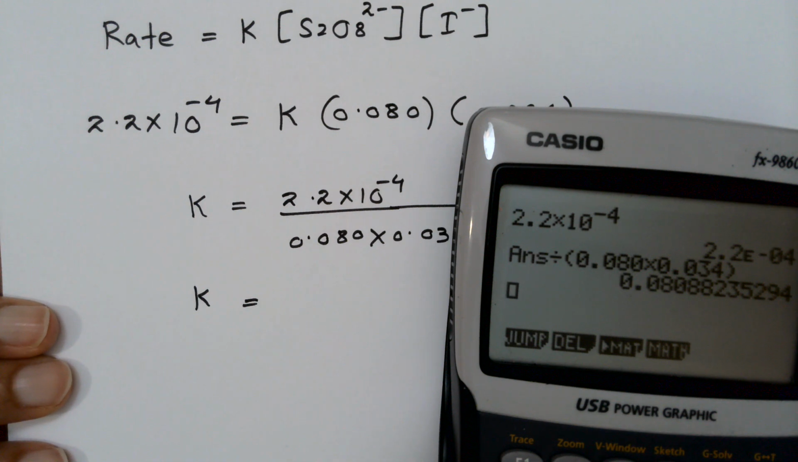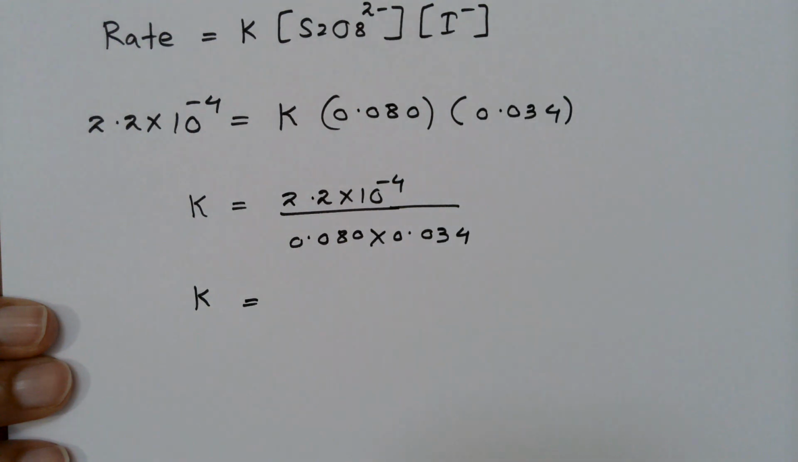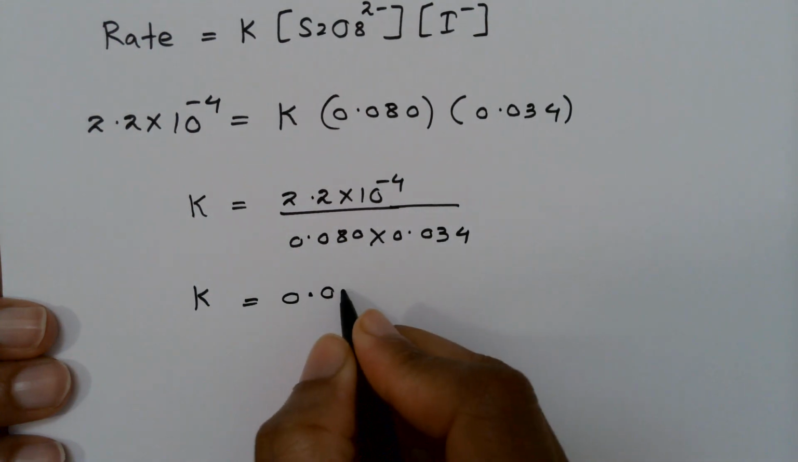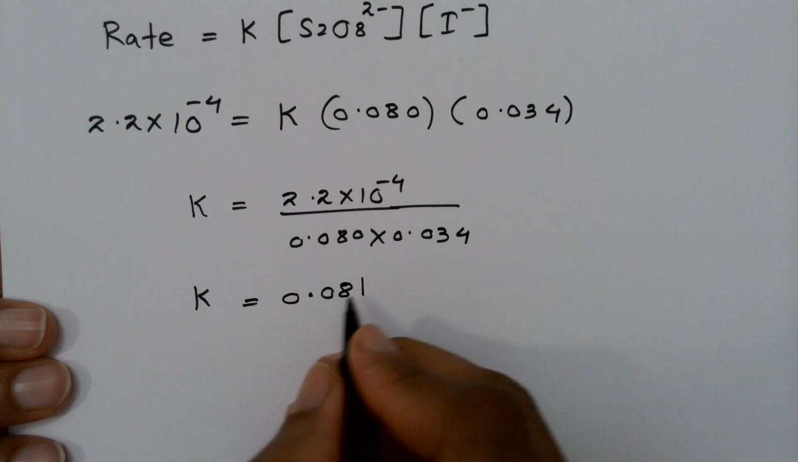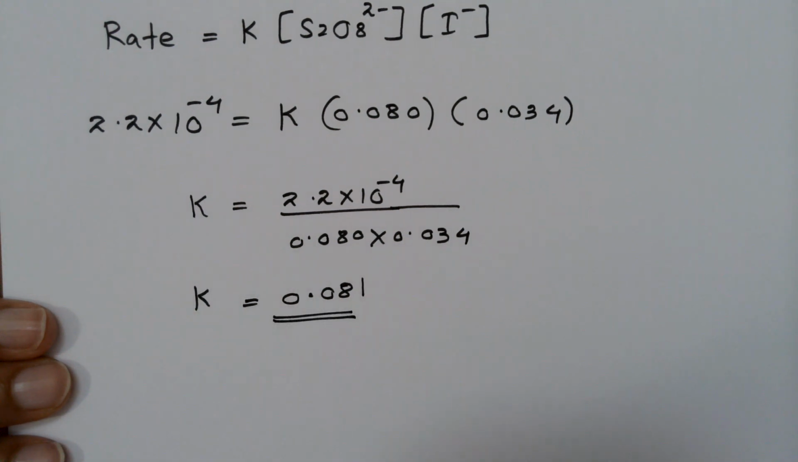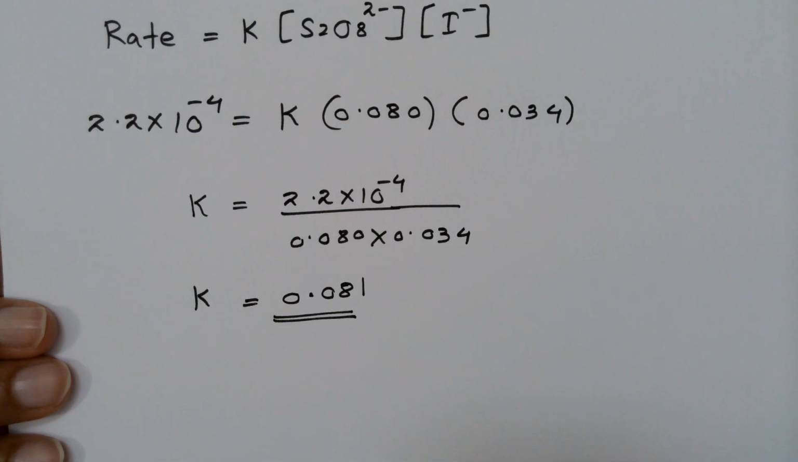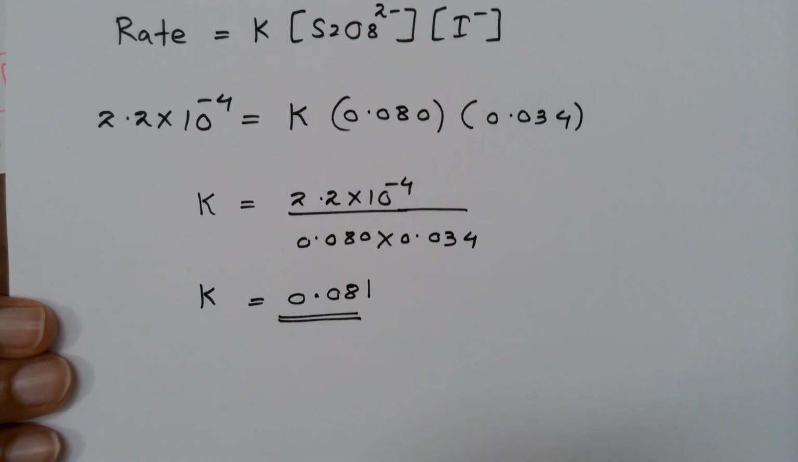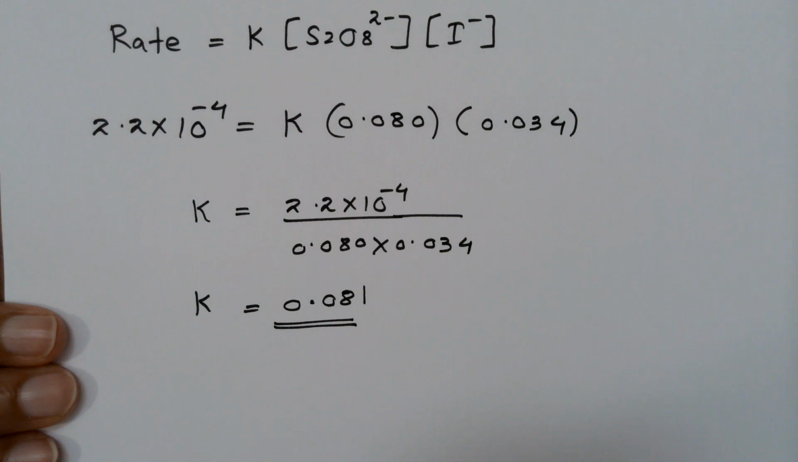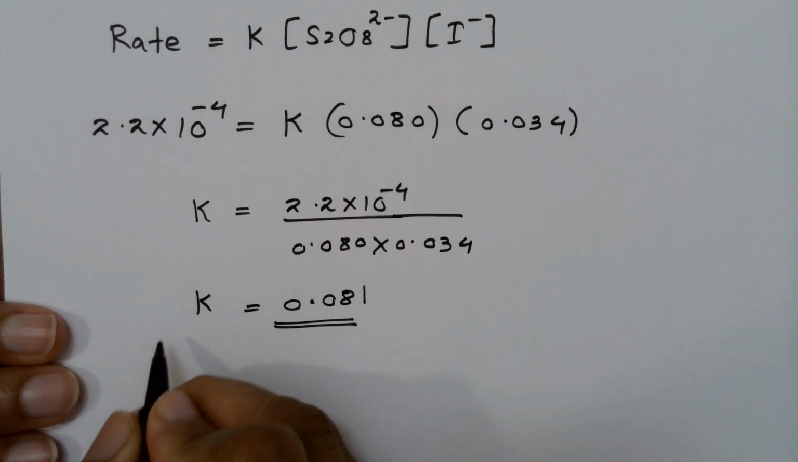0.08088. So let's write the answer to two significant figures, 0.081. That is our rate constant. So I hope you will understand how to calculate the rate constant and the rate law.